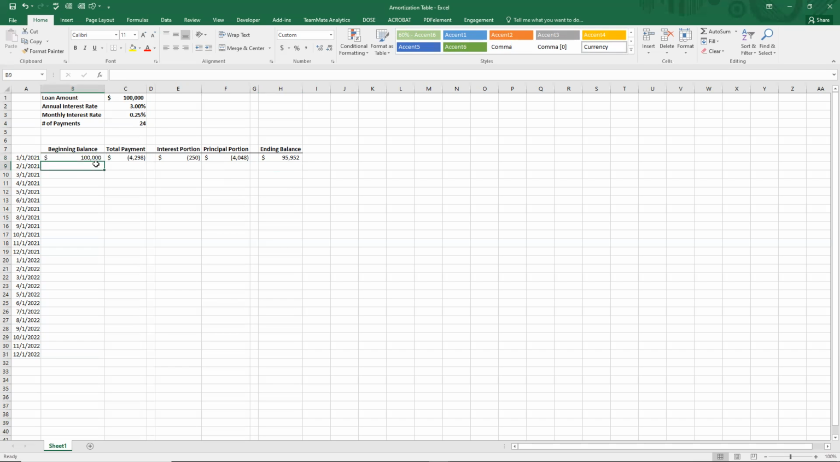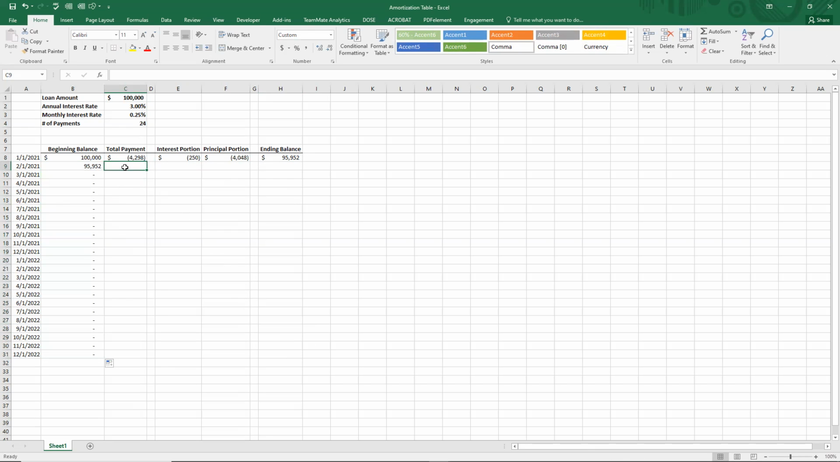The remaining portion of the amortization table is a lot about just copying and dragging. So beginning balance for the next month is going to be the ending balance of the previous month. Drag it all the way down. For now, it's going to show 0 because I obviously haven't put in any other information on these columns here, but when I finish this, it's going to fill up automatically.